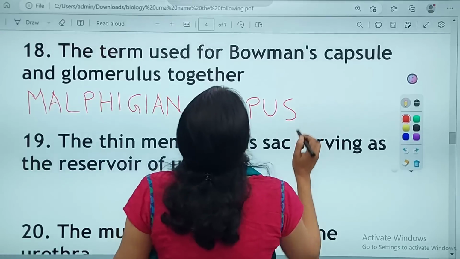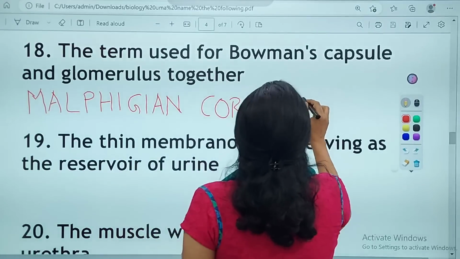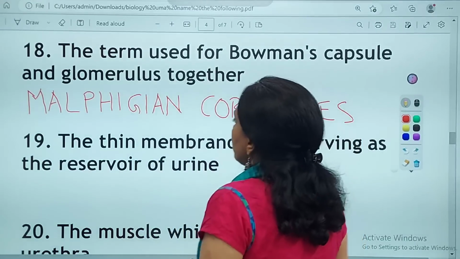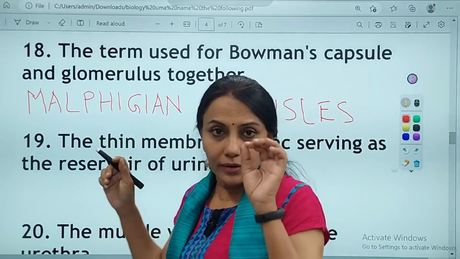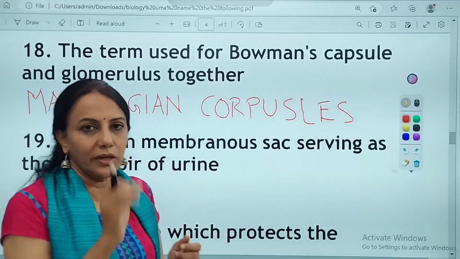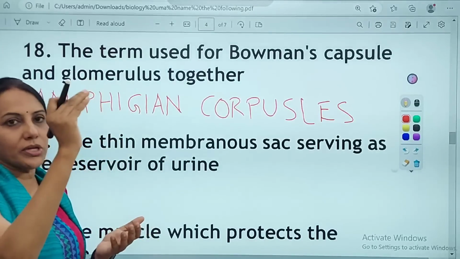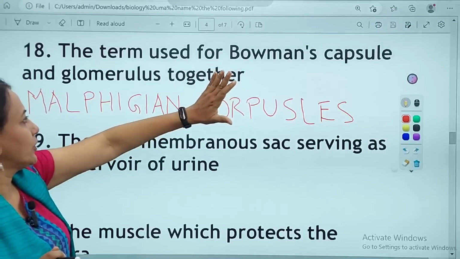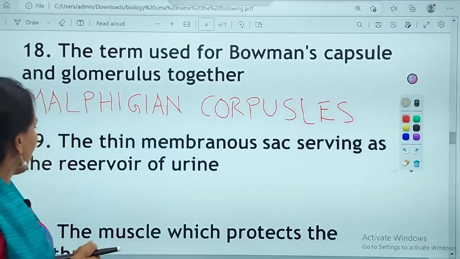This is the part which, when you have a section of the kidney, the parts that are dotted in the cortex, that's the Malpighian corpuscles. It's a combined name for the Bowman's capsule plus the glomerulus together.